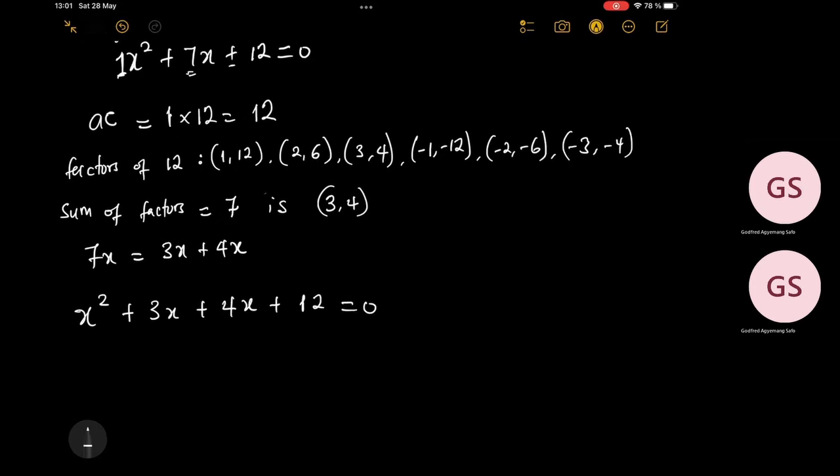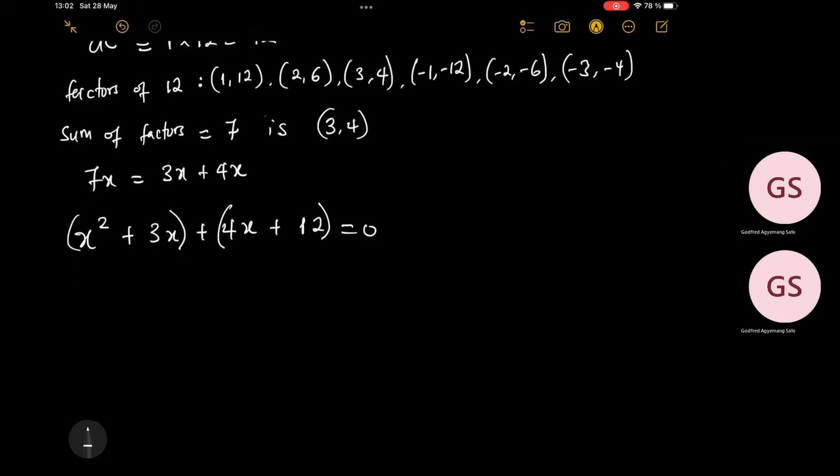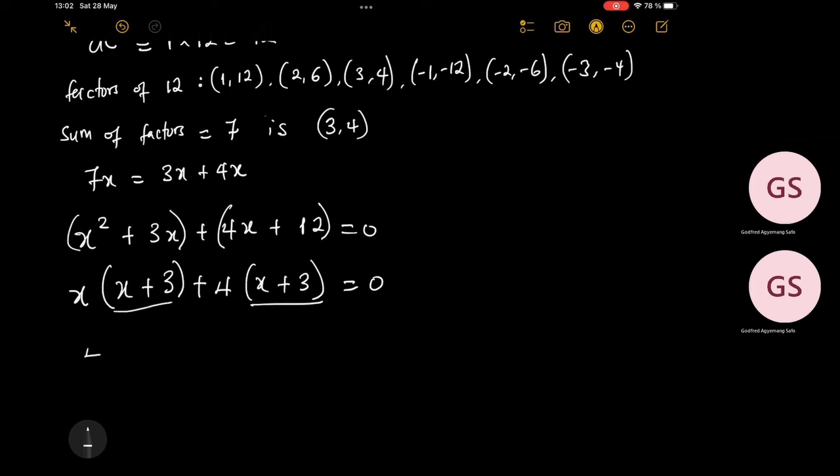Then we group the terms: x squared plus 3x, then 4x plus 12. In x squared plus 3x, you find a common term, that is x, and you factorize it out. You have x out, left with x plus 3, plus, in this bracket, 4 as a common term. We bring 4 out, and we have x plus 3 is equal to 0. Now we have x plus 3 as a common term, and we can factorize that out.